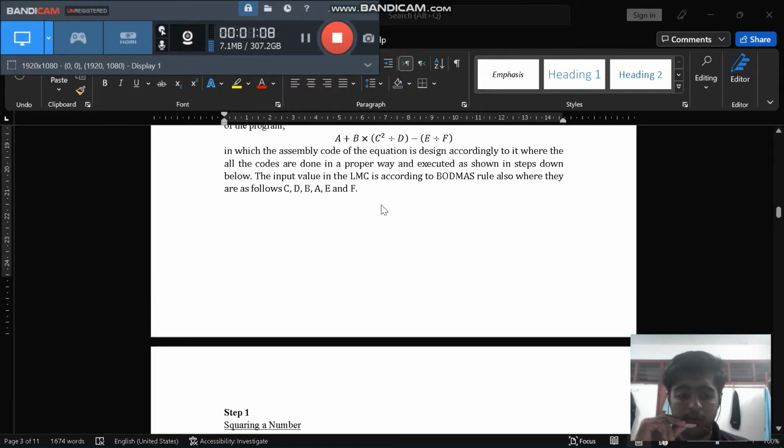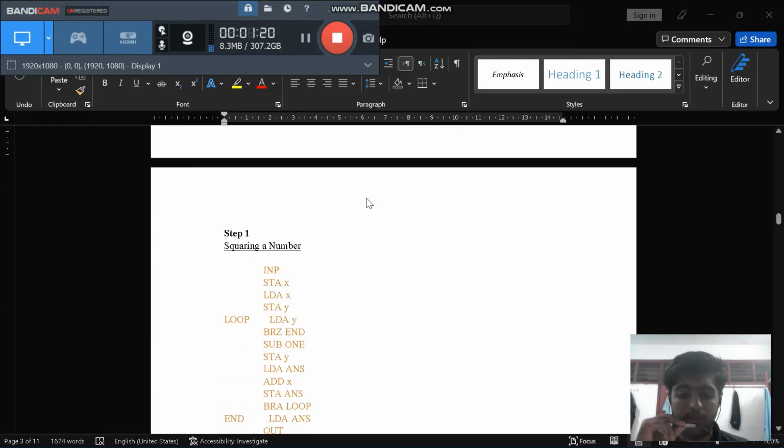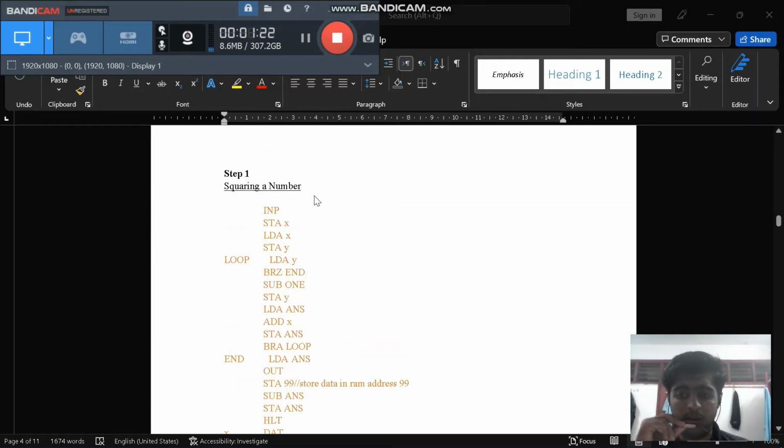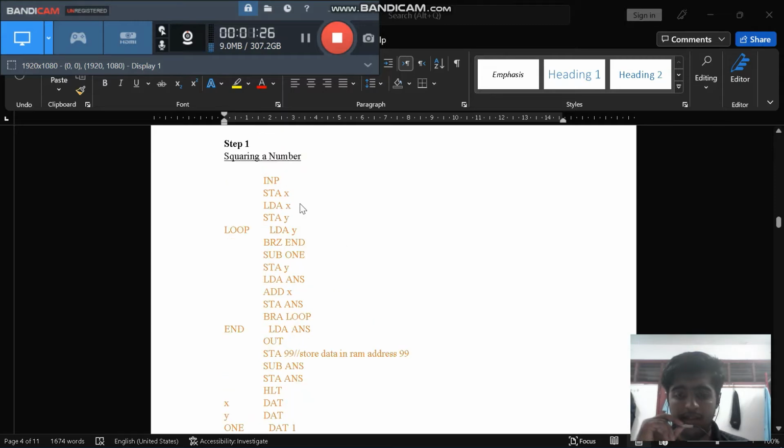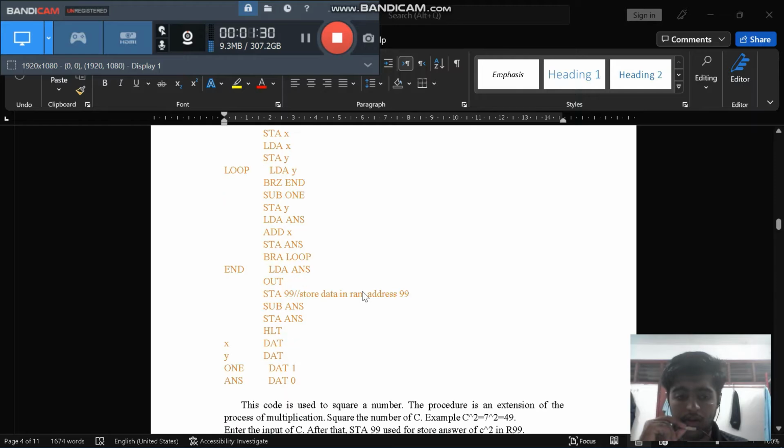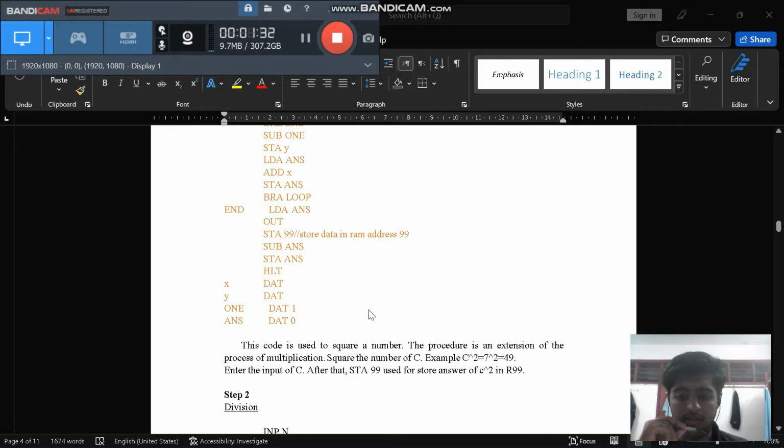The input of the values will also be in this order, where the first input will be c, second is d, third is b, fourth is a, fifth is e, and sixth is f. So this is step 1, the squaring of the number c. This is the condition of the assembly code that is done.